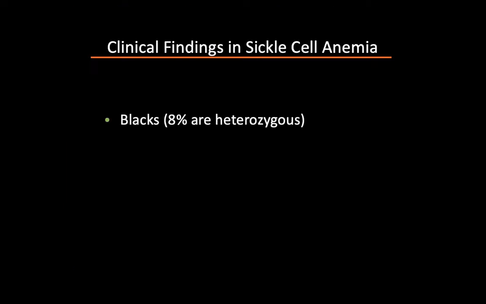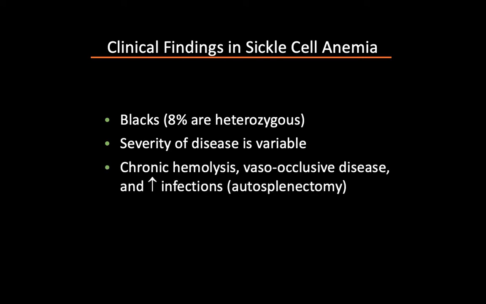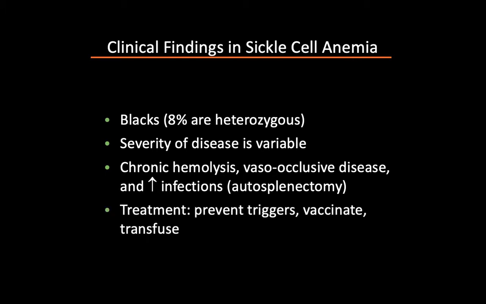Clinical findings of sickle cell anemia: about 8% of African Americans are heterozygous for sickle cell anemia. The severity of sickle cell anemia can vary. There's chronic hemolysis, vaso-occlusive disease, and increased infection, and then autosplenectomy, which means that the spleen can just die on its own. Treatments prevent triggers, and also vaccinations and transfusions for sickle cell anemia.